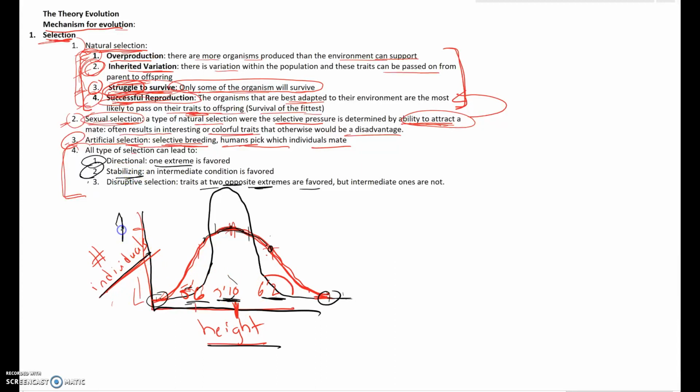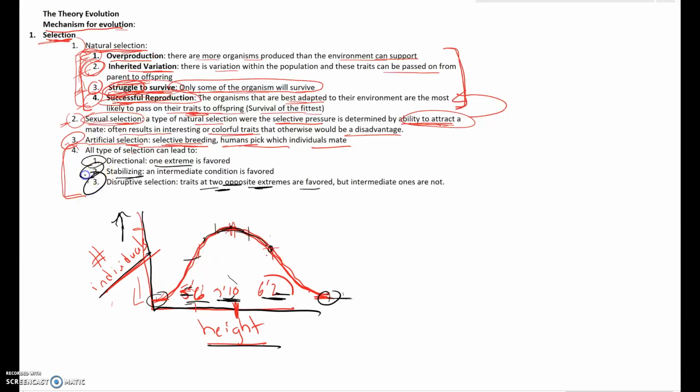So we get more. We're higher on our y-axis in the middle and lower on our y-axis at our two extremes. And we start to pinch our curve in towards the middle and push the middle up. So that's stabilizing selection. You could imagine some circumstances where that might occur.